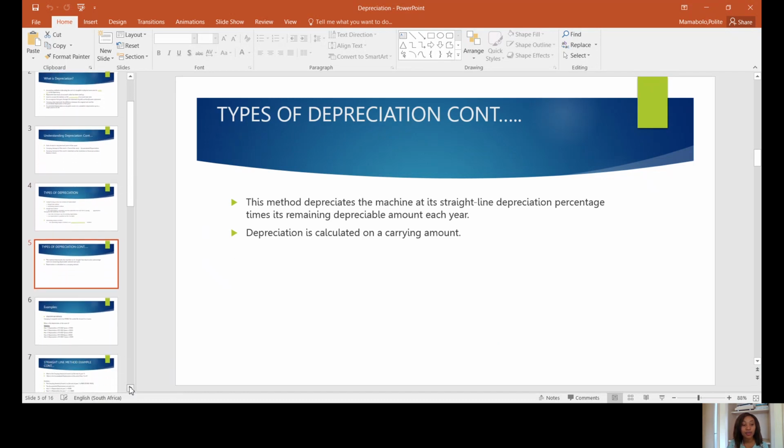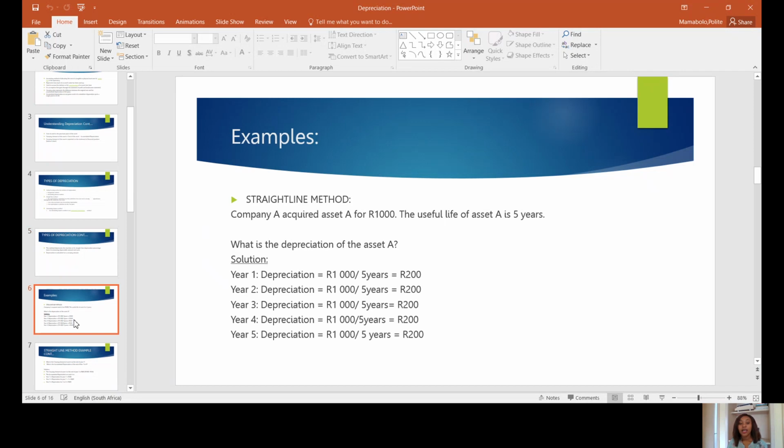So I've prepared examples. Company A acquired asset A for 1,000. The useful life of asset A is 5 years. What will be the depreciation for asset A from year 1 up until year 5? Because this is the straight line method, the depreciation will just be the cost price of the asset over the useful life of the asset, being 5 years, and it will be 200. So in your first year, the depreciation will be 200, second year 200, up until year 5.